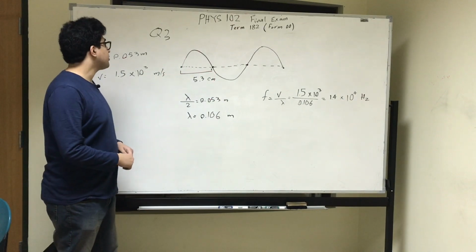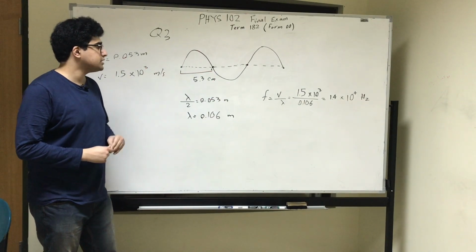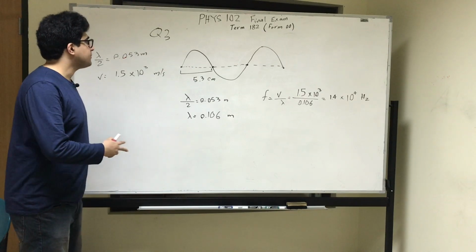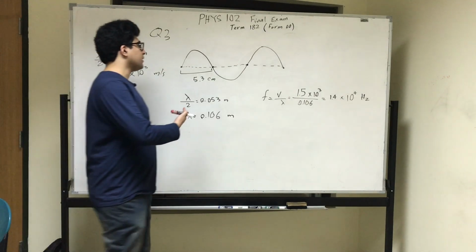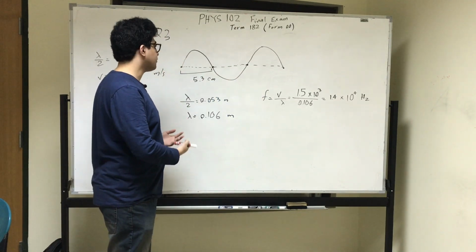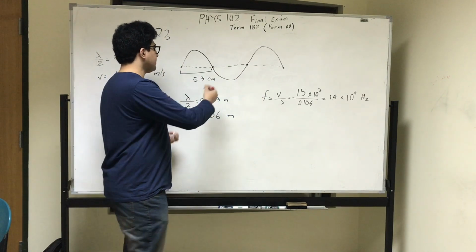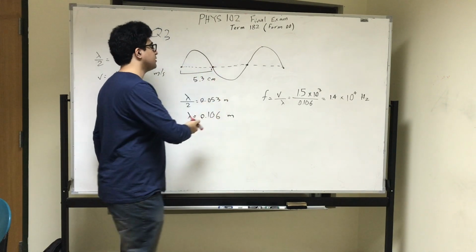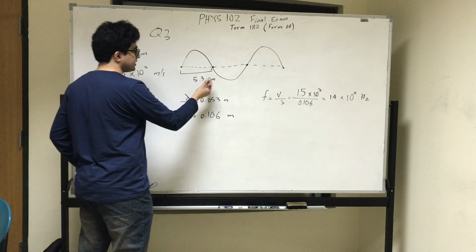Okay, guys, so for question number 3, it's also another straightforward question. We're given two things. We're given a standing wave. Somehow a standing wave was formed. And we're given that the distance between two adjacent nodes in this standing wave is equal to 5.3 centimeters.